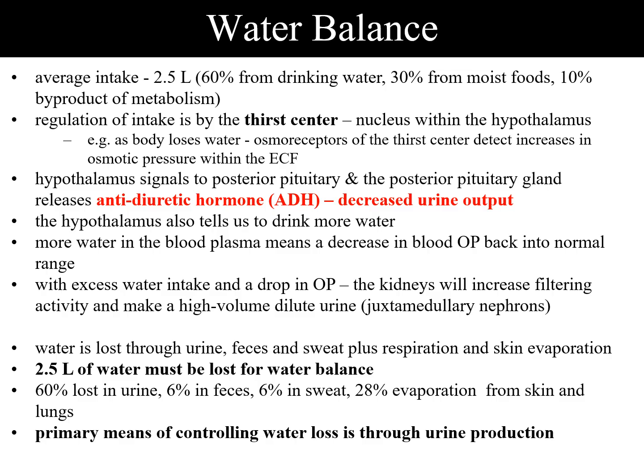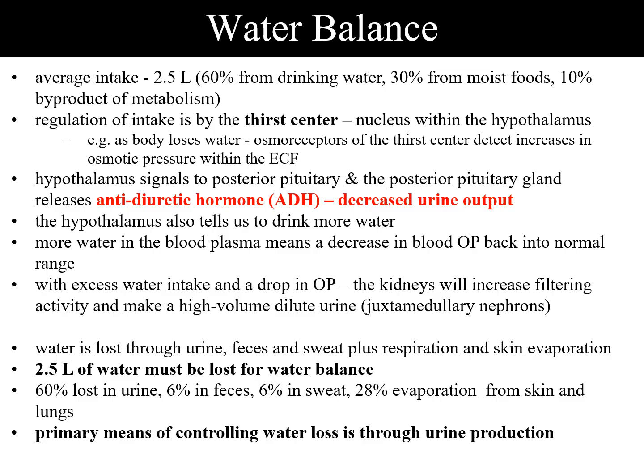If you drink too much water and you get too much of a drop in your osmotic pressure, this is going to tell your kidneys to increase their filtering activity and make a high volume dilute urine. And that's when the juxtamedullary nephrons come into play. A significant drop in the osmotic pressure of our blood can stimulate the juxtamedullary nephrons to increase their activity. So we end up urinating more than we normally do. So instead of 2.5 liters of urine a day, maybe we make 3 or 3.5 liters of urine a day.